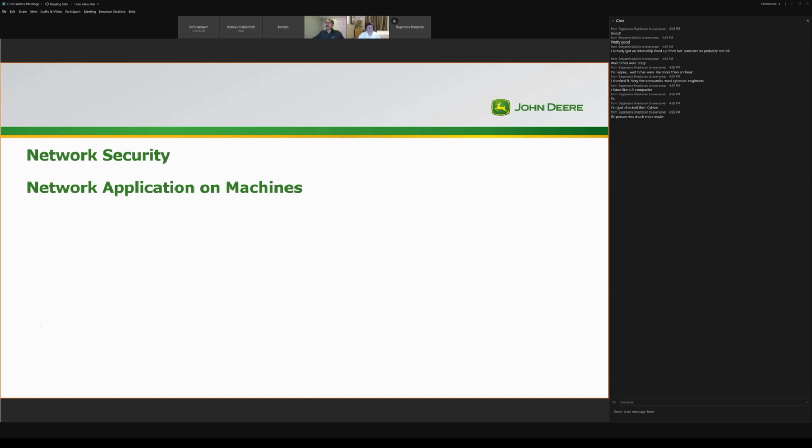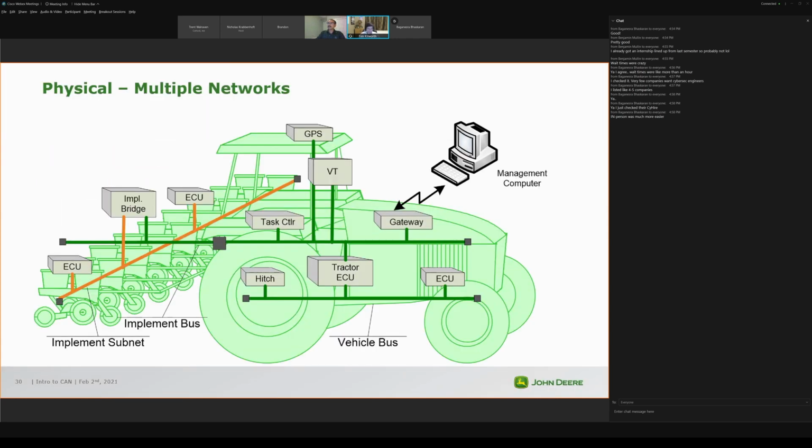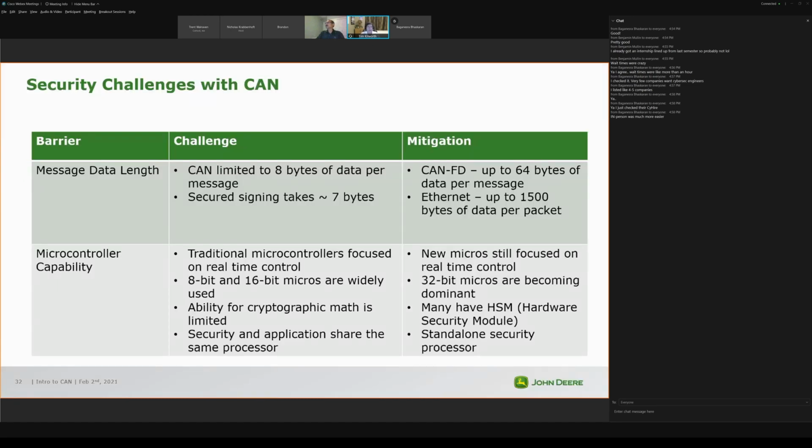Tim? You bet. Go on to the next slide, Subhash. So I'll talk about a couple topics. One is security challenges with CAN, and then a little bit about how CAN and networks impact the overall machine architecture. Kind of like the network diagram that Subhash just showed, but maybe a couple more points about it to go forward.